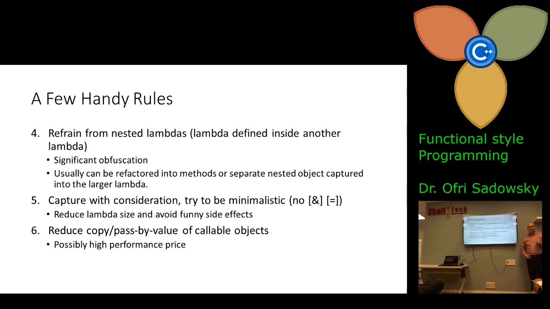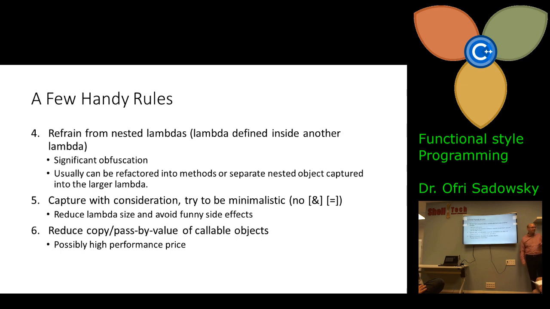Capture with consideration. I think Andreas Fertig said much more about this. Reduce copying or passing by value of callable objects. It has some performance price. And finally, does it take everything around or just the things that the lambda actually uses? Capture everything is not just about the size really, but it can have all kinds of funny side effects. The size is basically anything that was declared up to that point, but only the stuff it actually uses. Yes, but sometimes you accidentally use something that you didn't want to use. So you should check Andreas Fertig's presentation because he actually talks about this.